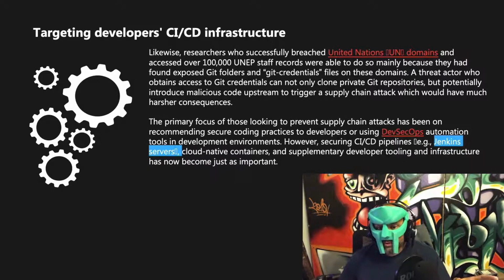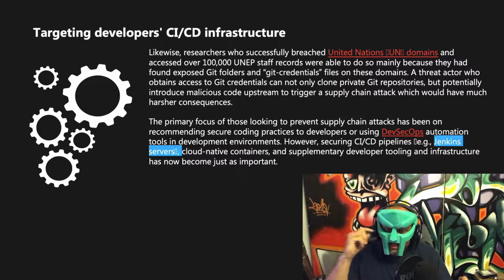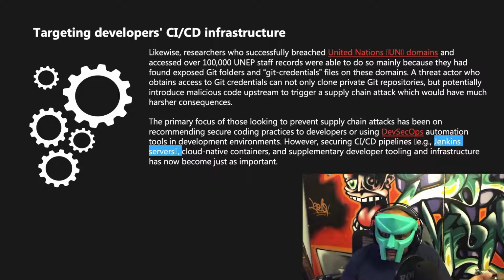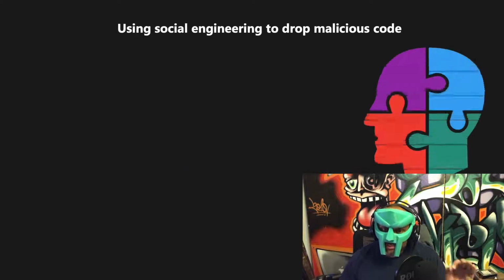The primary focus of those looking to prevent supply chain attacks has been on recommending secure coding practices to developers or using DevSecOps automation tools in development environments. However, securing CI and CD pipelines, for example, Jenkins servers, if you haven't watched my episode on setting up a secure Jenkins server, here is the link above. Cloud native containers and supplementary developer tooling and infrastructure has become just as important.